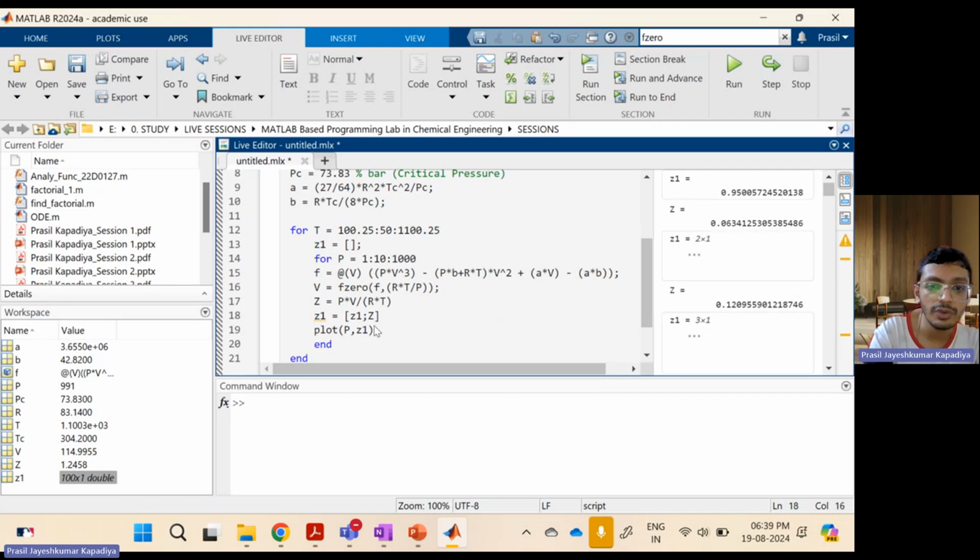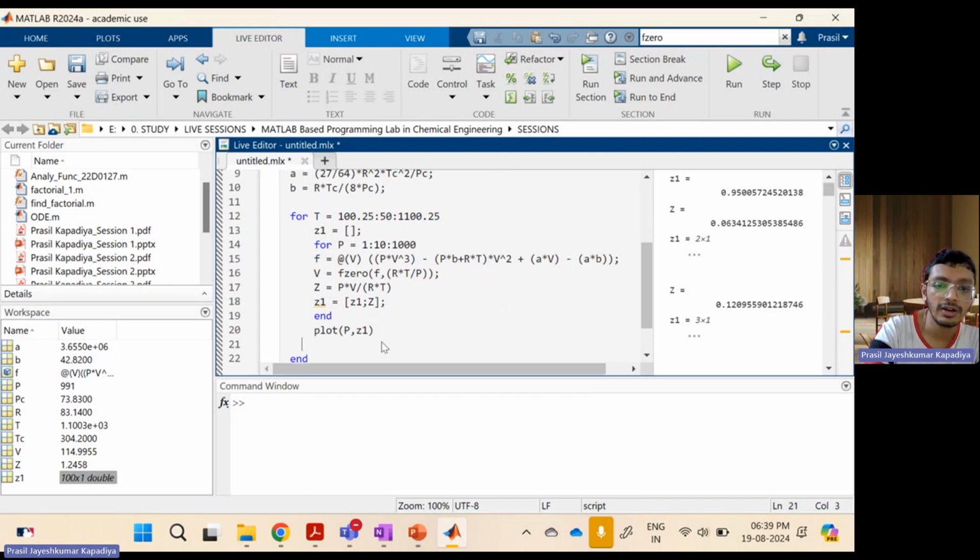Now, when do we need to plot? We need to plot it after one temperature and the whole pressure combination. So after this loop is over and before ending the loop for a particular temperature, let's plot it. Let's plot it and learn what mistake we will be making. So let's say I'm running it. It's taking time. The plot will be shown here.